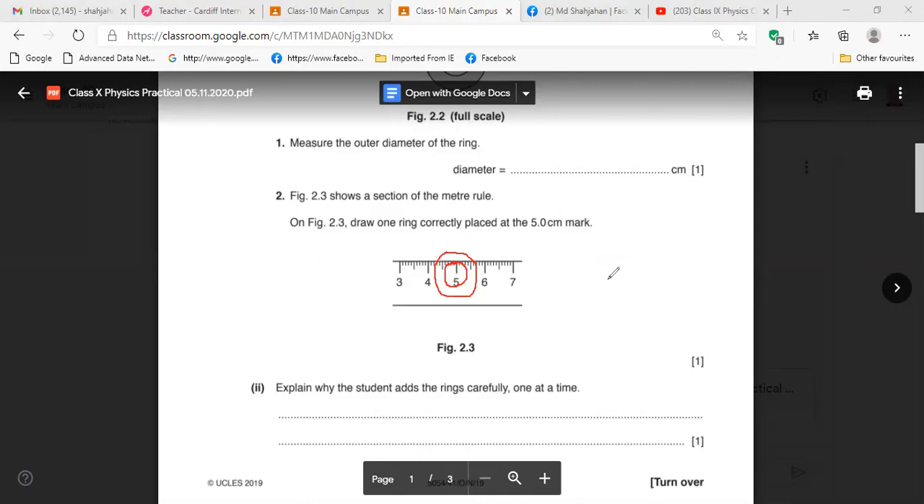Sir, do I have to draw it this way? Yes, yes, you have to draw this. This way means you place the ring correctly, means the center should be going through the 5 of that circle. And the ring should actually be on the scale. I drew a little bit upper, but it should be on the scale. Okay. Otherwise, it will fall down, right? Right. Yes.